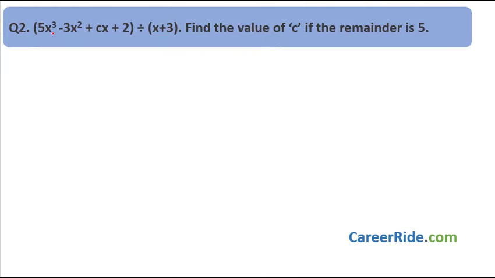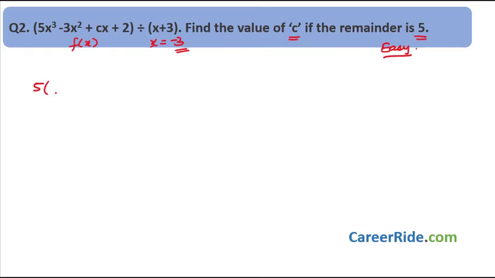And the next question is 5x cube minus 3x square plus cx plus 2. This is my polynomial that is given to me, to be divided by x plus 3. It means x is equal to minus 3 here. Find the value of c if the remainder is 5. A very easy question, nothing difficult at all. Just an application of what we have already learned. So what do we have to do here? We just have to put the value of x is equal to minus 3 in this polynomial.